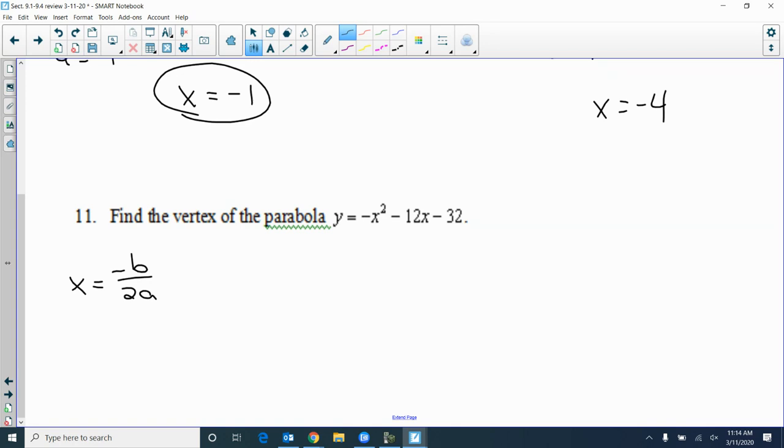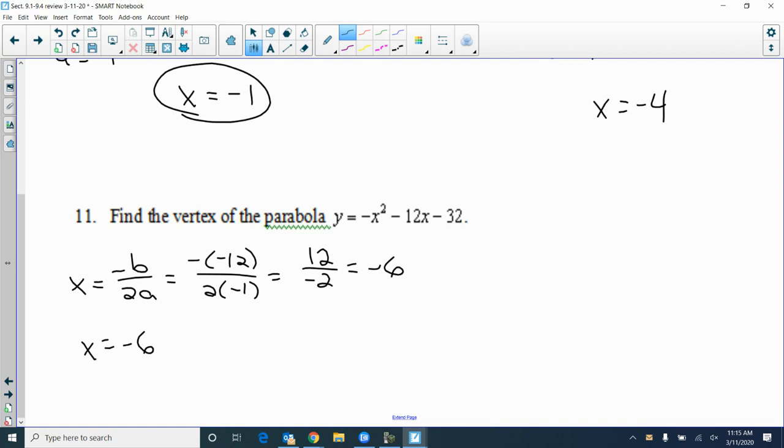Very good. You got to do that exactly like you said. You got to figure out what x is, x symmetry. Then take that answer, plug it in, and find the y. All right, my b is -12, so it's going to be minus -12 over 2 times a, which is -1. Minus -12 is 12. 2 times -1 is -2. I got -6. So x equals -6.